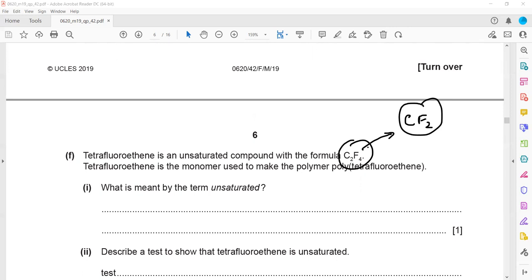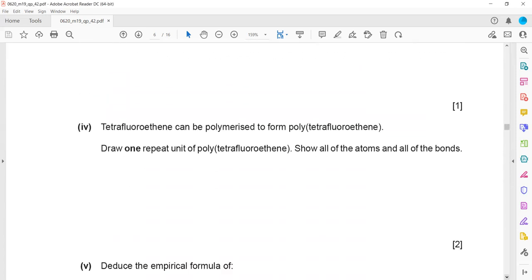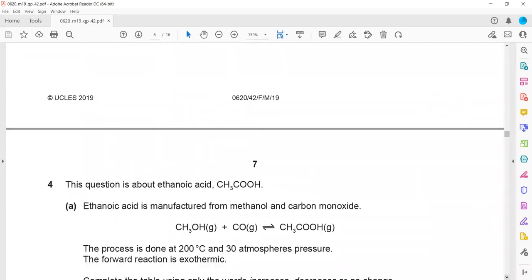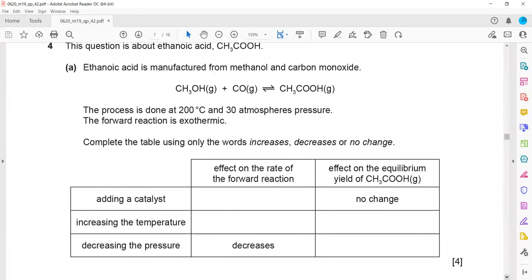The empirical formula of the monomer is the same as the empirical formula of the addition polymer. So if the monomer empirical formula is CF2, the empirical formula of the product will also be CF2. So this will be CF2. This is also CF2. Then another part related to organic chemistry.